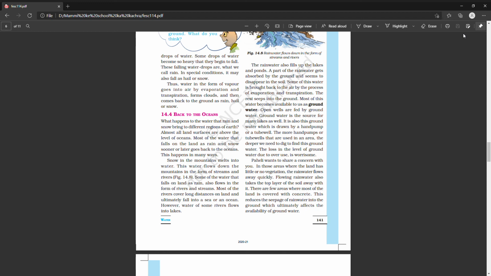There are few areas where most of the land is covered with concrete. This reduces the seepage of rainwater into the ground, which ultimately affects the availability of groundwater. Where there is no vegetation or the ground is covered with concrete, there will not be seepage of rainwater into the ground, and therefore it will affect the availability of groundwater in that area.